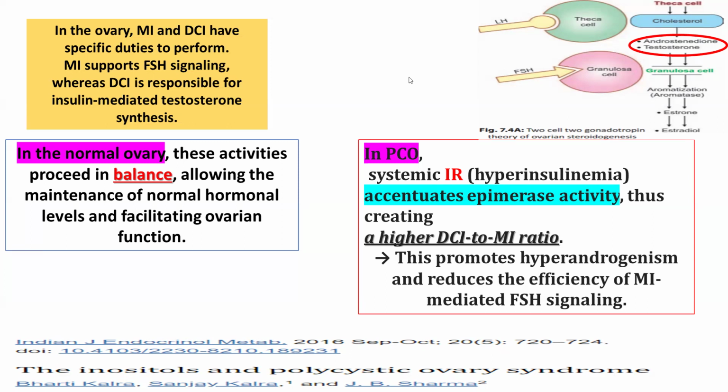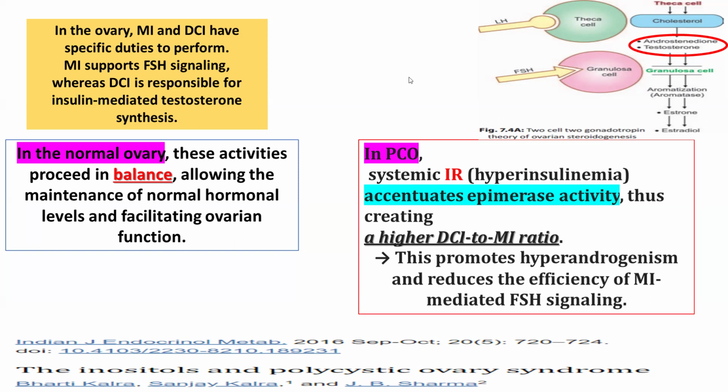of myo-mediated FSH signaling. So we have to differentiate between 2 types of patients: patients with normal ovary and patients with polycystic ovary. Normal ovary: balance between myo and D-chiro, minimal amount of D-chiro, and epimerization is in normal condition. But in PCO, epimerization is accentuated.